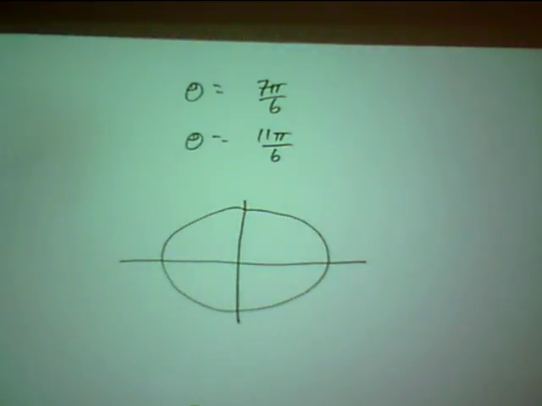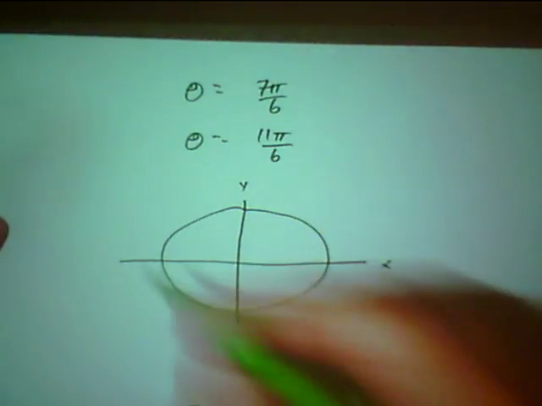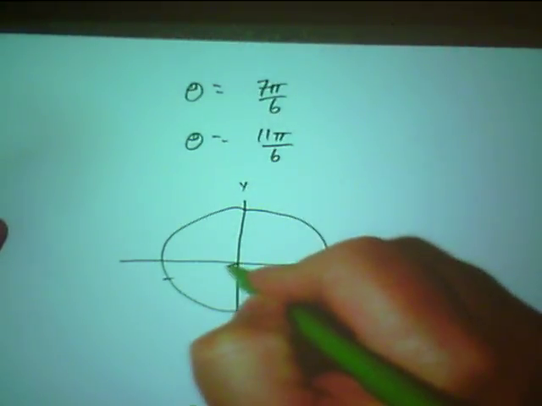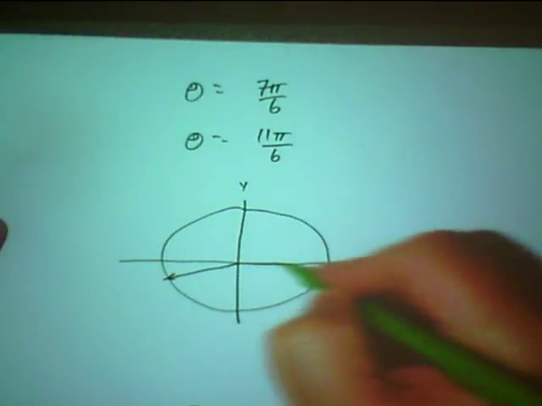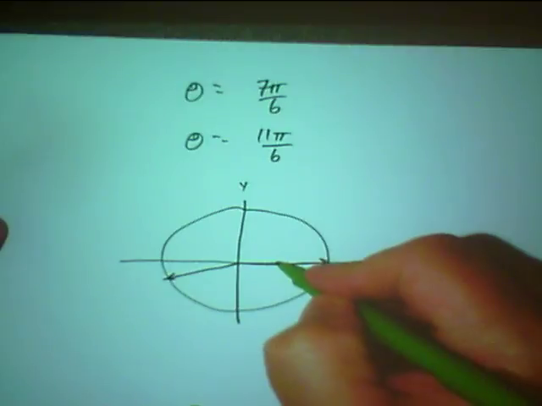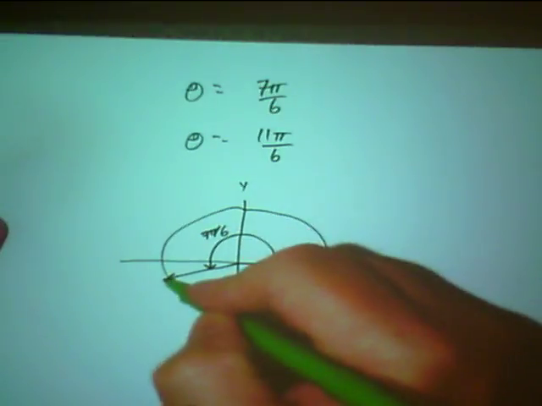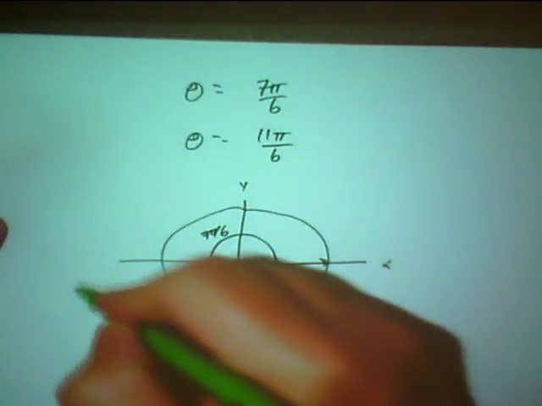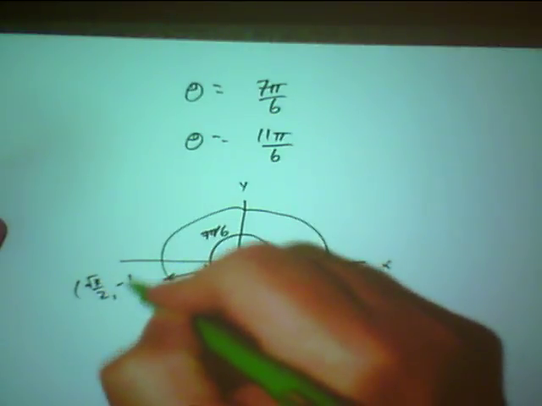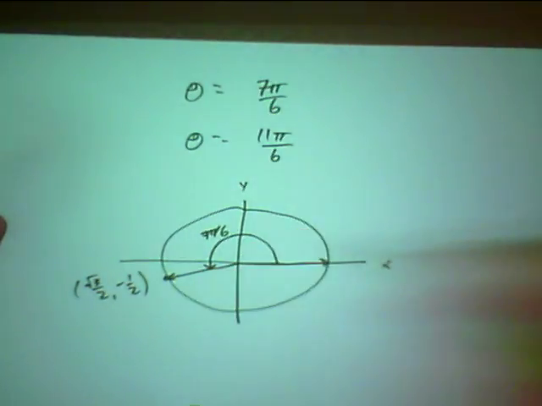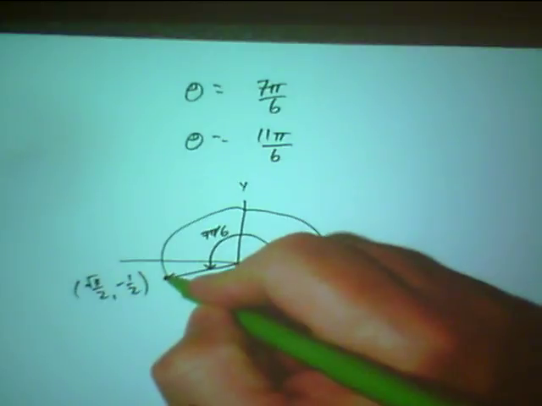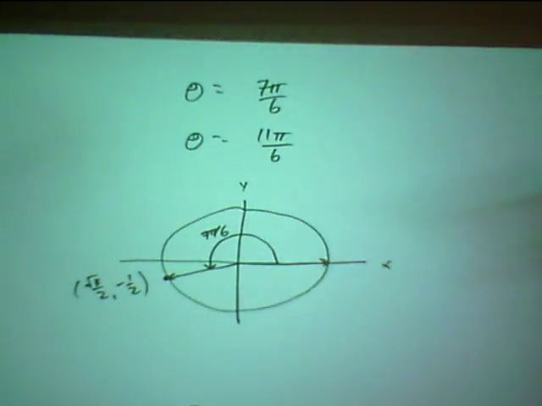Let's use the 7 pi over 6 solution to show you what else happens. So once again, if I start at the x-axis, there's my 7 pi over 6 angle, and the sine of that angle is negative 1/2. So the angle 7 pi over 6 gets me to this place on my unit circle, which is where y is negative 1/2, so the sine of that angle is negative 1/2.